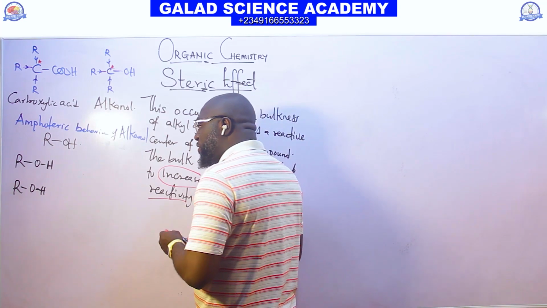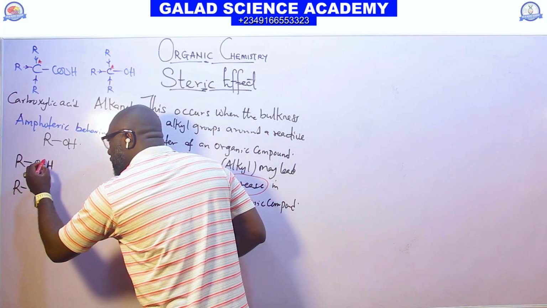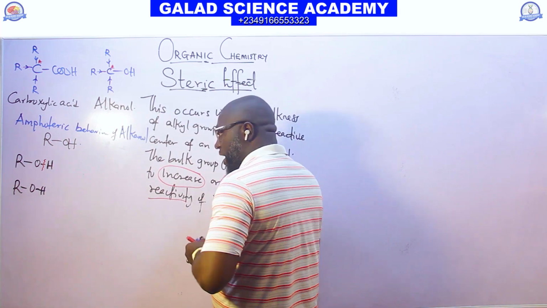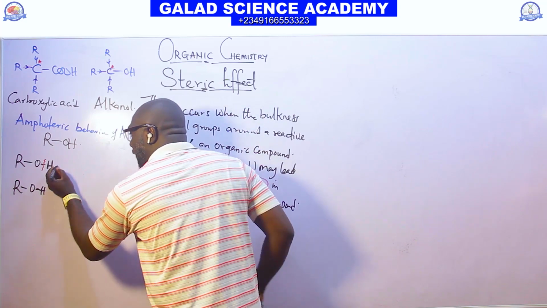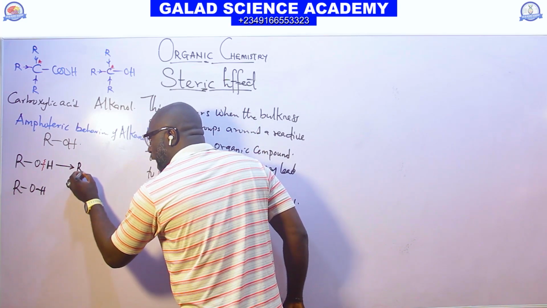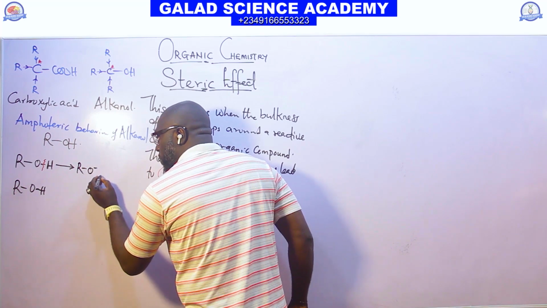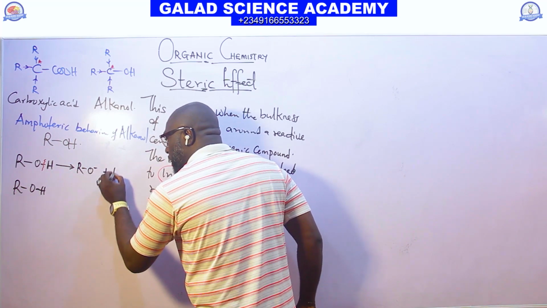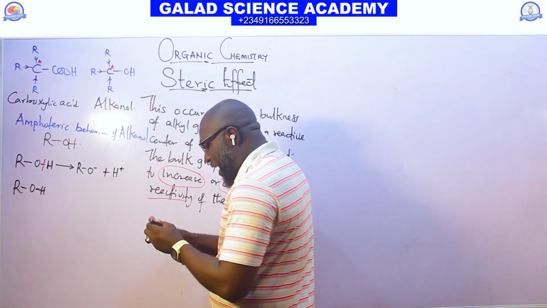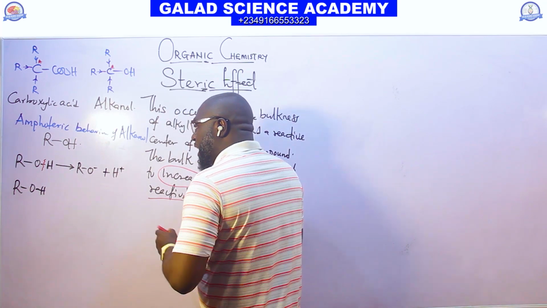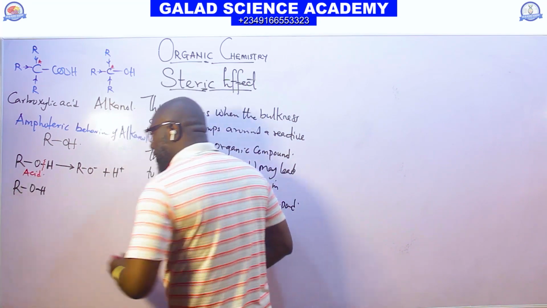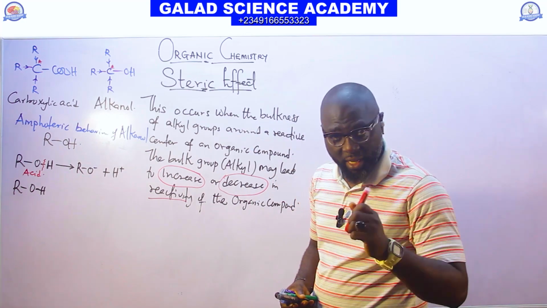Take it now. Assume the bond cleavage we have here is the hydrogen that we remove here, it is ionized there. When hydrogen is ionized here, we will have RO minus plus H plus. In this reaction, the alkanol here behaves like an acid.